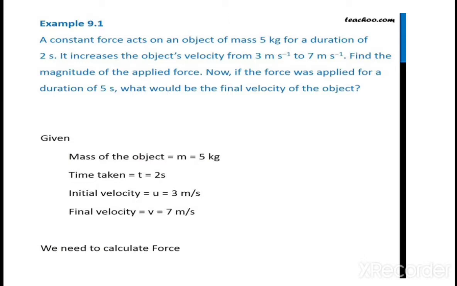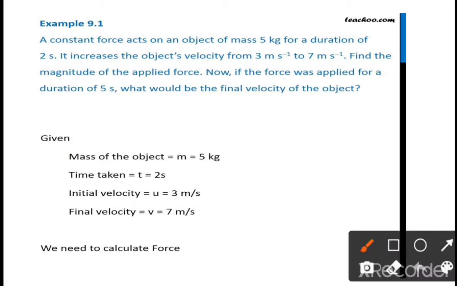A constant force acts on an object of mass 5 kg for a duration of 2 seconds. It increased the object's velocity from 3 meter per second to 7 meter per second. Find the magnitude of the applied force. Now, if the force was applied for a duration of 5 seconds, what would be the final velocity of the object?